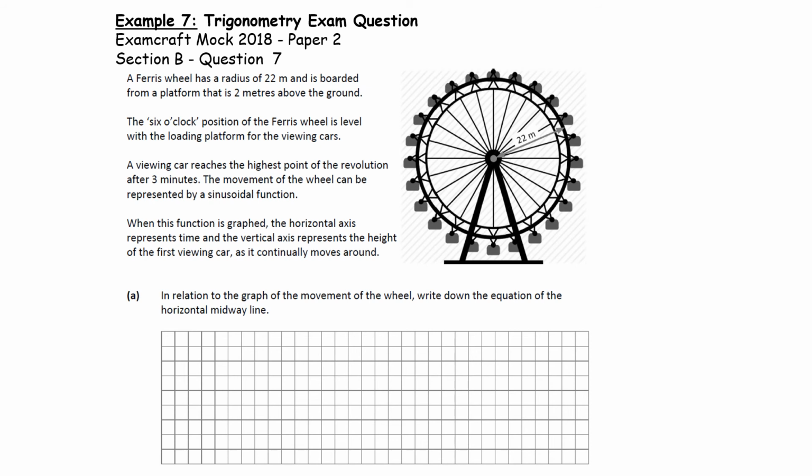The movement of the wheel can be represented by a sinusoidal function. When this function is graphed, the horizontal axis represents time and the vertical axis represents the height of the first viewing car as it continuously moves around. So there are some things we need to talk about. First is sinusoidal, this function here.